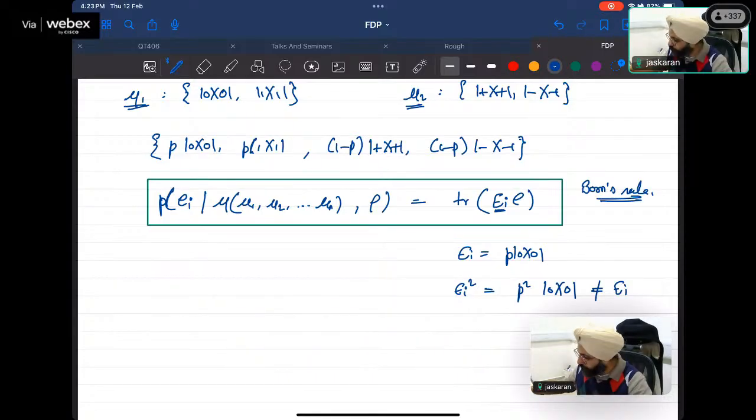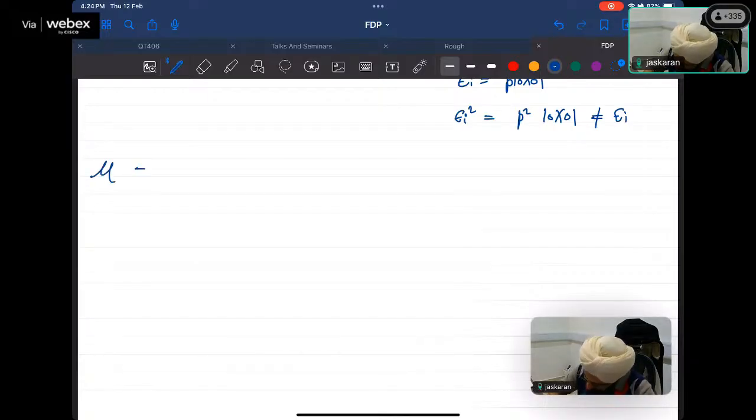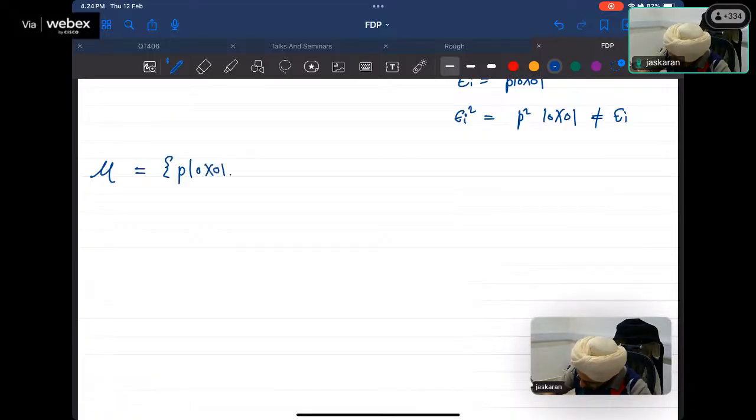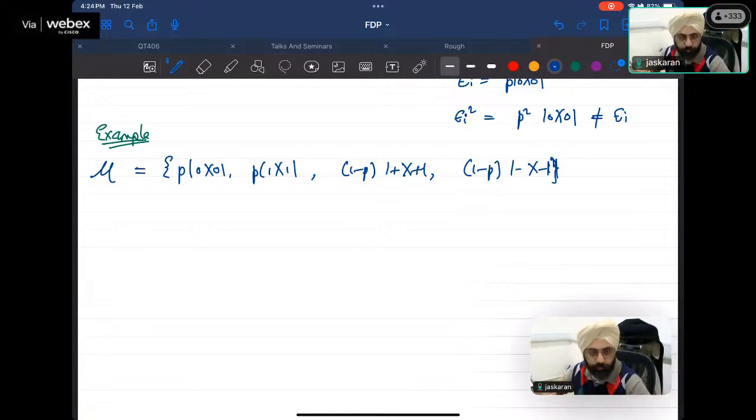Okay, let us look at a few examples. Let me say that I have the measurement, let me call this mu. And the way that I am representing the measurement corresponding to these operators E_i is just given by p times |0><0|, p times |1><1|, 1 minus p times |+><+|, and 1 minus p times |-><-|. Now we are looking at an example and trying to see how they are different from projective value measures.